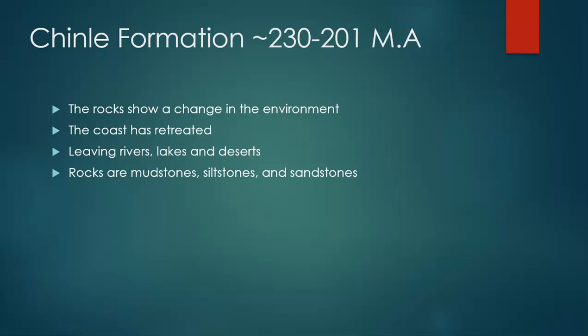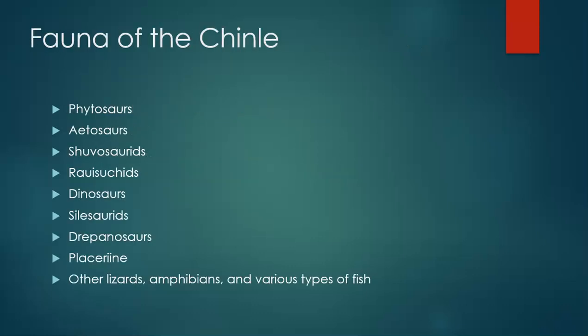You can see the time frame up here, 230 to 201 million years ago. The rocks are going to show us a change in the environment, so we can get it from the rocks that the coast has retreated. We do have rivers and lakes and deserts because of the rocks that we're seeing, mudstones, siltstones, and sandstones. The lack of limestone tells us we don't have those coastal environments anymore, and that also means that evolution is working a little differently, and we're getting a nice radiation with a lot of these different kinds of animals that we're going to see within the Chinle.